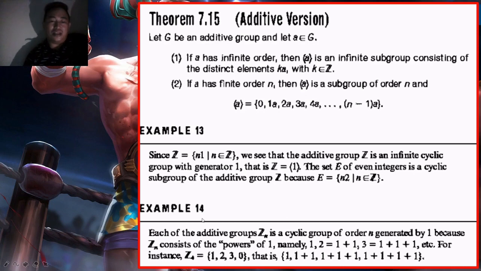Okay, now. Example number 14. Each of the additive groups Zn is a cyclic group of order n generated by 1. Zn consists of powers of 1, namely 1, then 2 is 1 plus 1, 3 is 1 plus 1 plus 1. They are all powers of 1, but with plus, since this is an additive group.